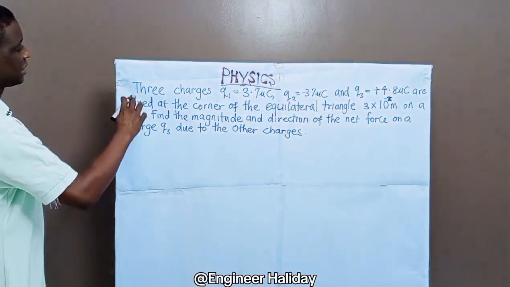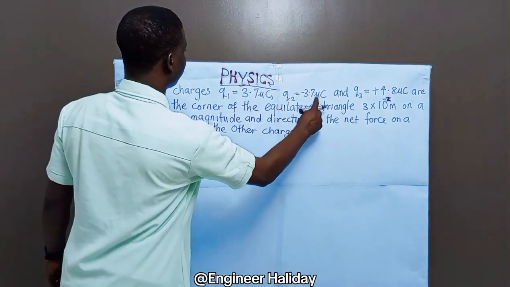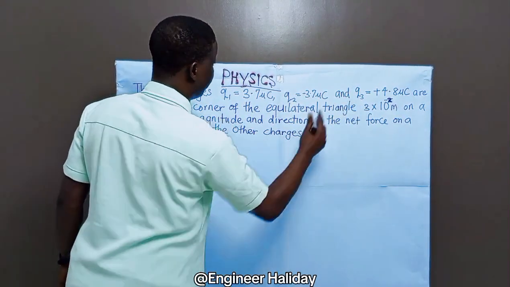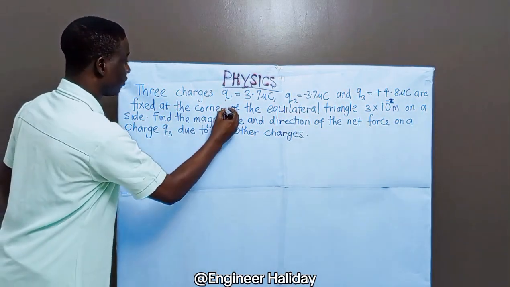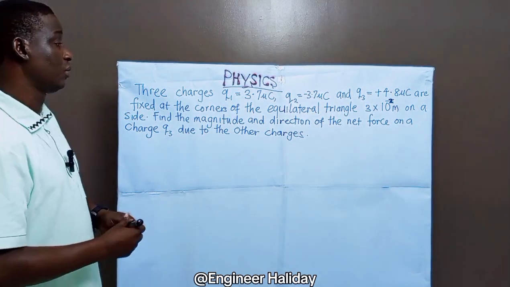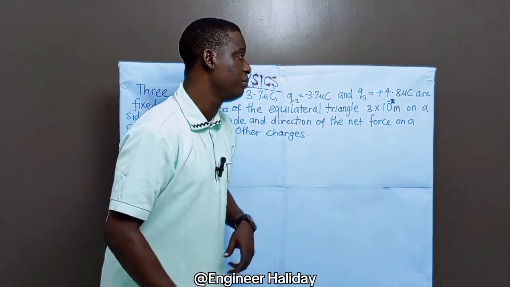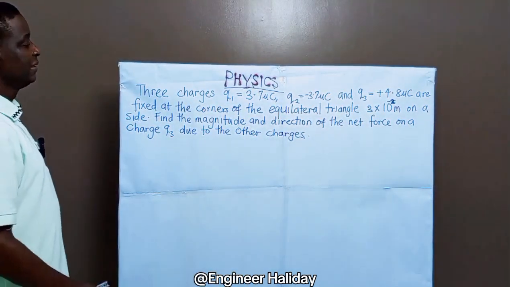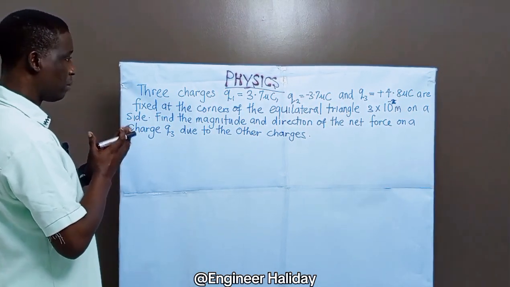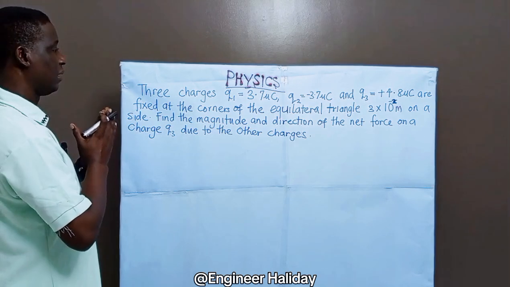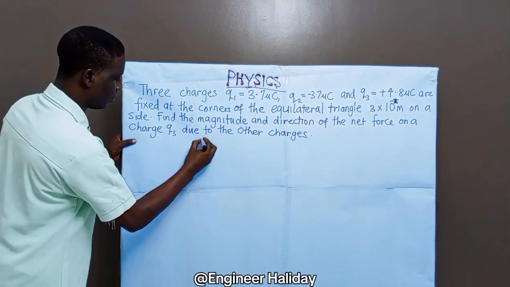Now let's see. Three charges, Q1 of 3.7 microcoulombs, Q2 of minus 3.7 microcoulombs, and Q3 of plus 4.8 microcoulombs are fixed at the corners of an equilateral triangle, 3 times 10 to the power minus 2 meter on a side. That means the equilateral triangle has a side distance of 3 times 10 to the power minus 2 meter. Now let's draw the equilateral triangle.